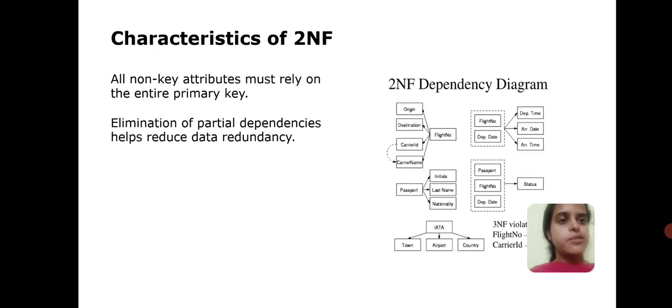And characteristics of 2NF: all non-key attributes must rely on the entire primary key. Elimination of partial dependencies helps reduce data redundancy. And here you can see the 2NF dependency diagram.